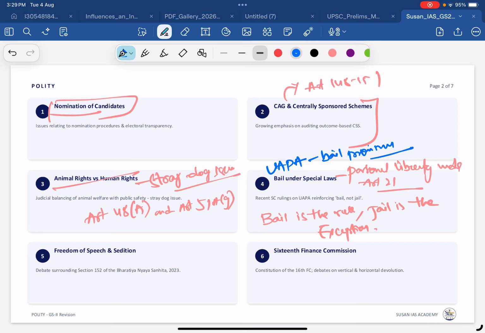And with respect to freedom of speech and sedition, this is also a most important topic, like the debate surrounding Article 152 of the BNS 2023.